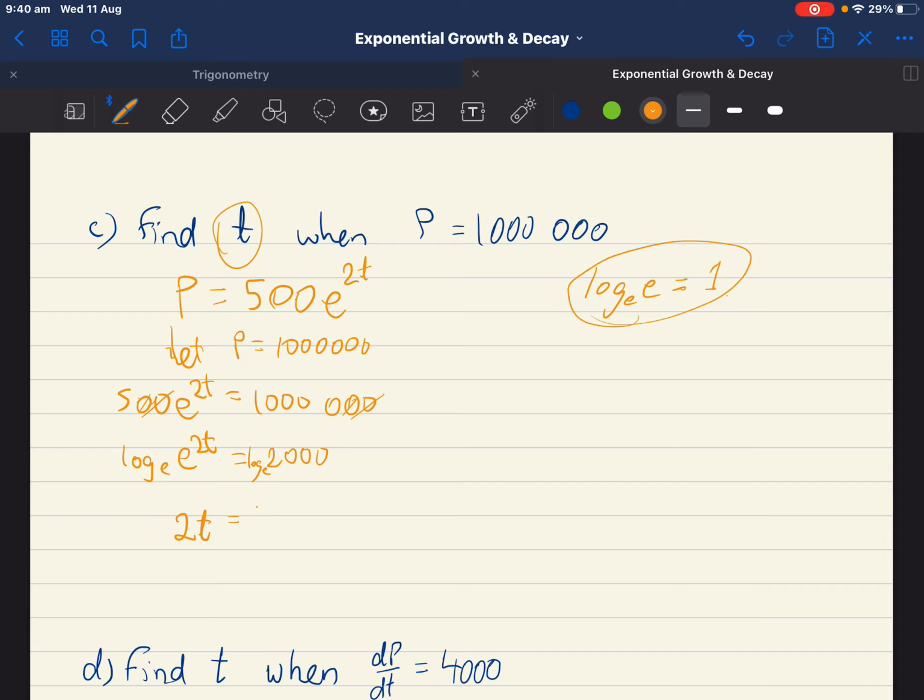Over here you've got log to the base e, or you might see the shortcut on your calculator written as ln 2000. So t is going to be log to the base e, or ln 2000, all divided by 2. You type that in your calculator, press equals, and probably round it to 3 decimal places, or you can keep it in exact form. Either would be totally fine.